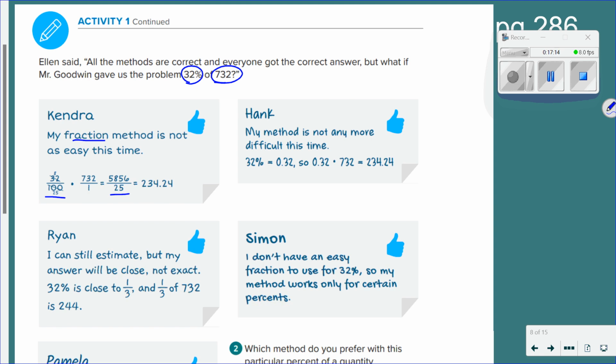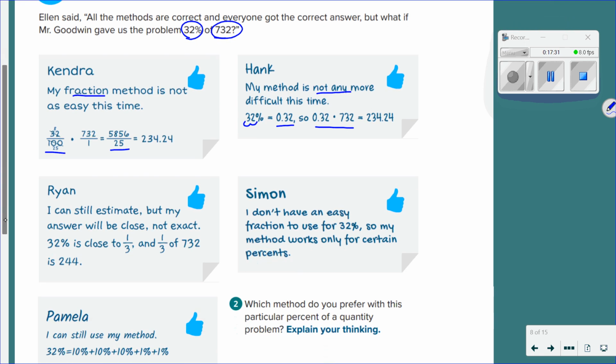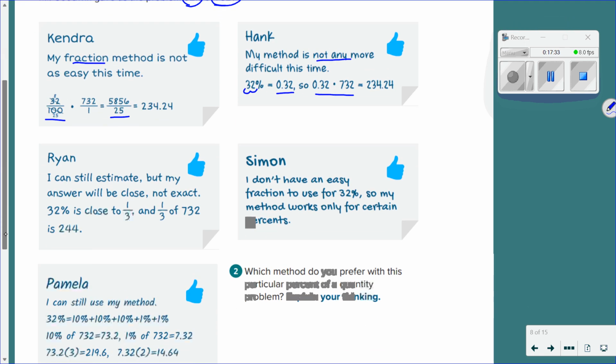Hank says, you know what? Mine's really not any more difficult. I just change it to a decimal, move my decimal place over twice. So it's 0.32 times 732. You literally just do the math. I'm multiplying 732 by 32 and then putting 2 decimals in my answer. Relatively easy and very consistent. So Hank, I'll give you a hint, is a really good method.